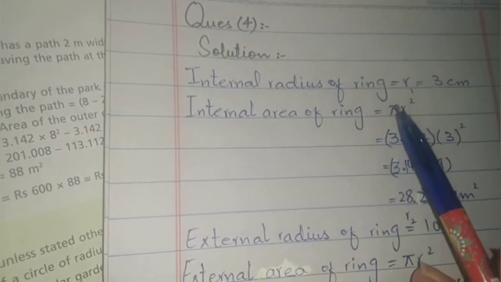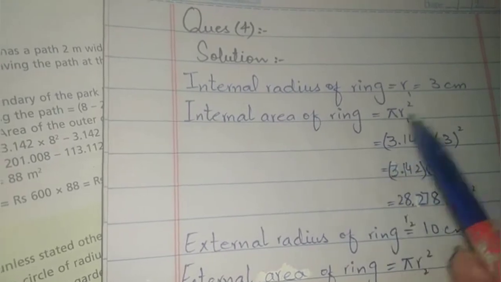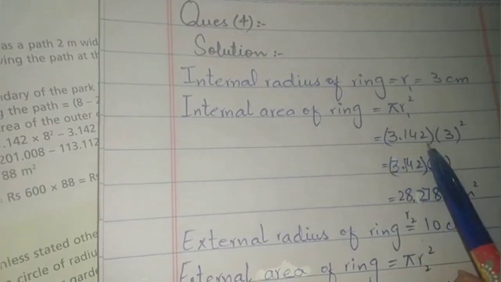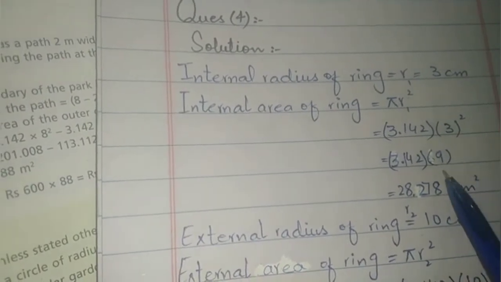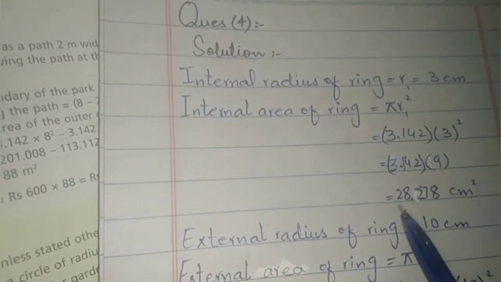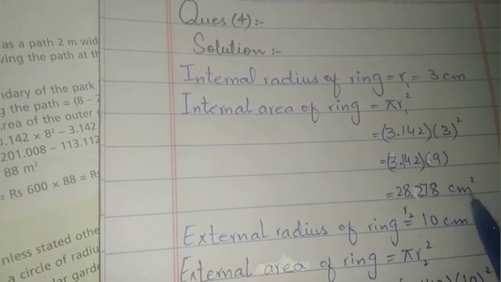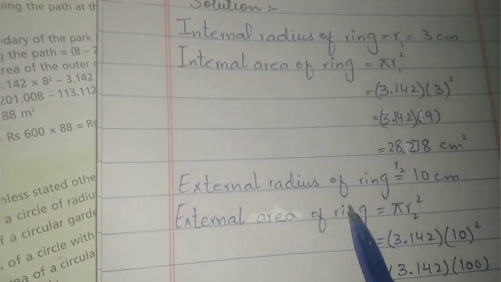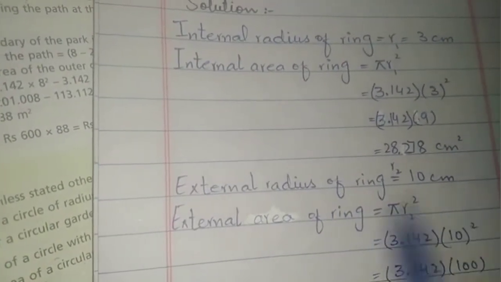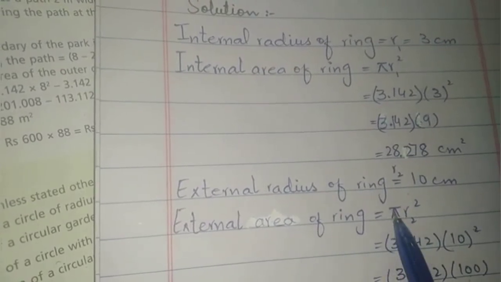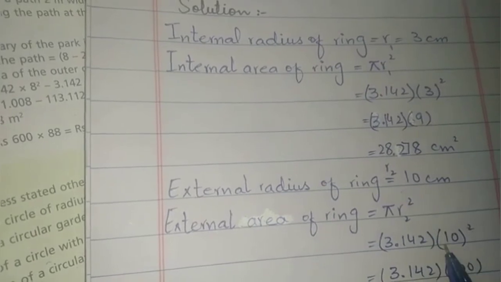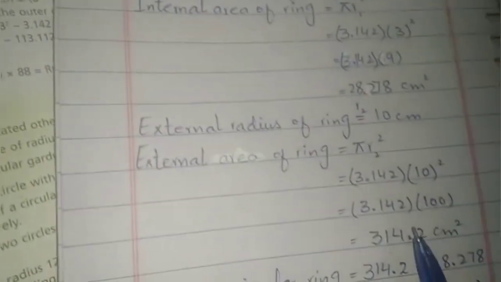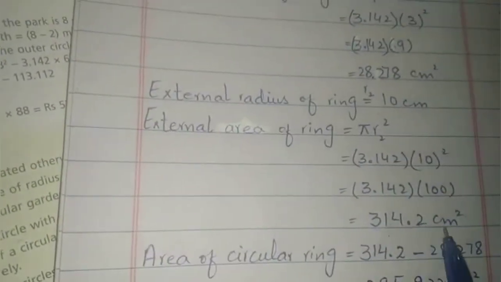The value of pi is not given in the question, so we put pi equal to 3.142. r1 is equal to 3, 3 square is 9, and when we multiply them, we get the answer 28.278 centimeter square. Now the external radius of the ring r2 is equal to 10 centimeter. So the external area of the ring is equal to pi r2 square. Pi is equal to 3.142 and r2 is equal to 10. 10 square is equal to 100, and we get the answer 314.2 centimeter square.